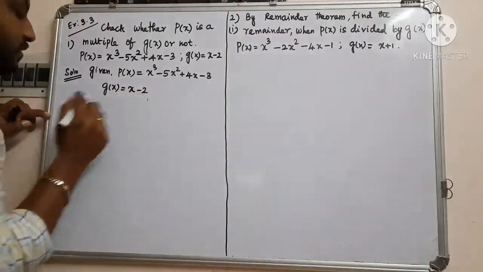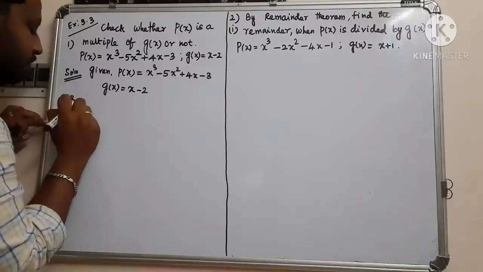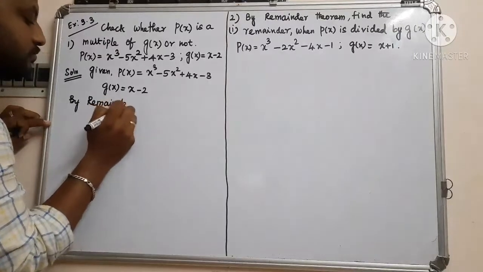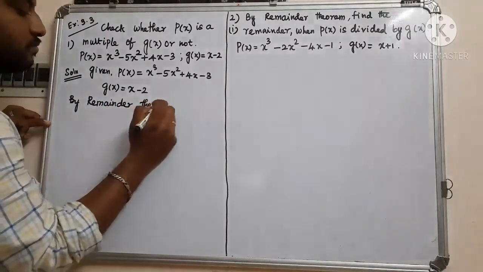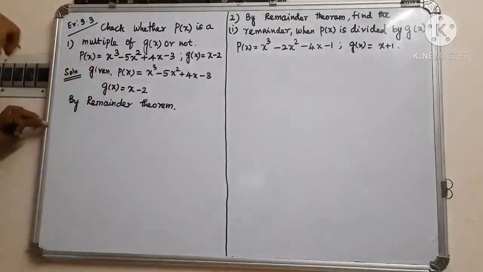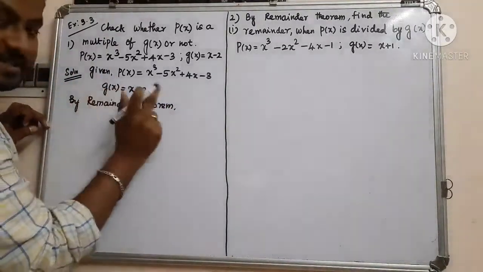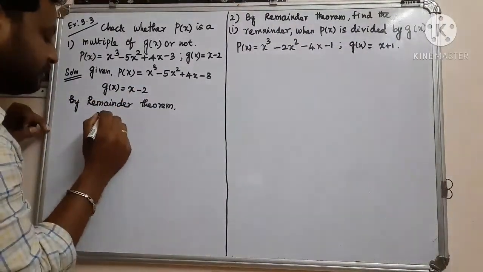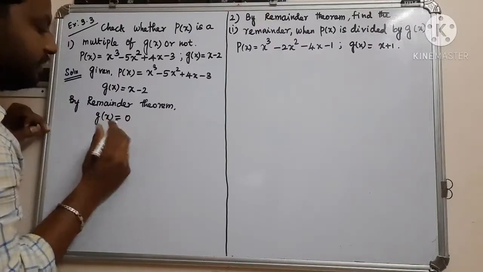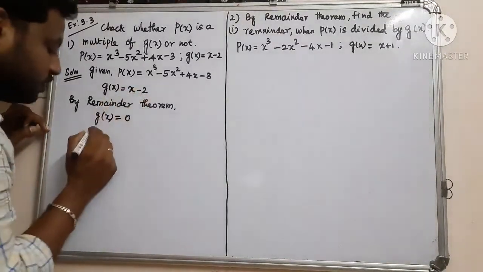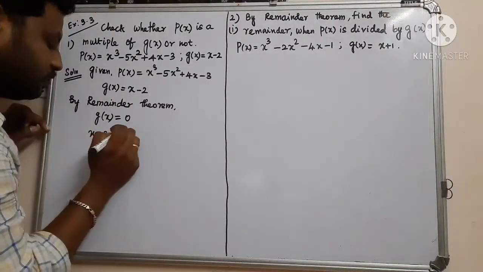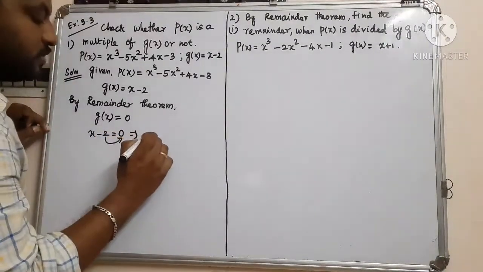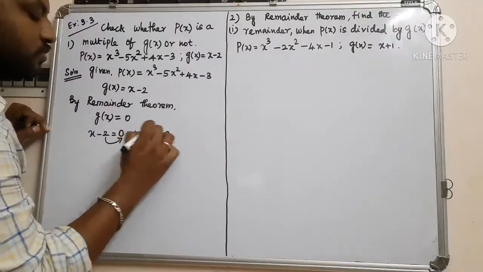So now we have to use the remainder theorem. By the remainder theorem, we take g of x equal to 0. So the second polynomial should be equal to 0. So g of x is equal to 0 means, what is the value of g of x? x minus 2. So x minus 2 is equal to 0. Then minus 2 will change into plus 2. So x is equal to plus 2.